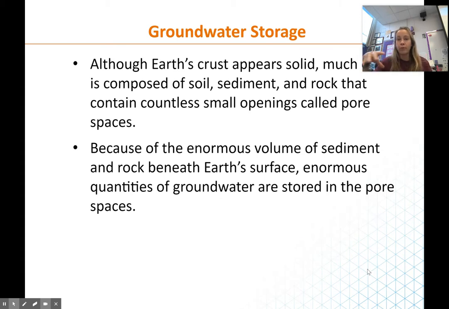It's not just like a pool, a vast pool or a lake, but it's stored within the little spaces in between the rock that are called pores. So the more pore space the rock has, the better storage it has.